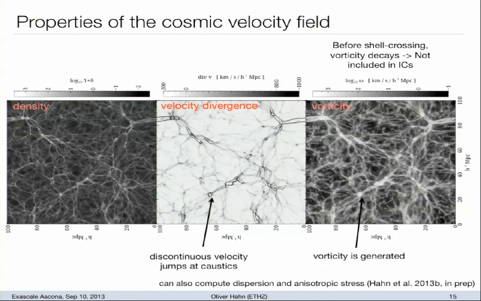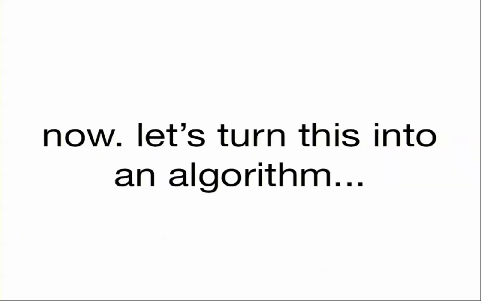So this is the density. This is the velocity divergence. This is the vorticity of the field. So you see vorticity only emerges, as it should, after shell crossing, and without any of these shot noise problems. Let me skip this one.